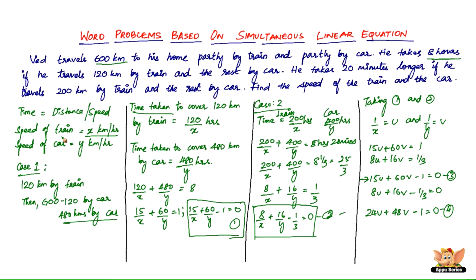So let the speed of the train be x kilometers per hour and let the speed of the car be y kilometers per hour. And in the first case, he takes 8 hours when he travels 120 kilometers by train and the rest by car. In the second case, he travels a little longer by train, that is 200 kilometers by train and the rest by car. So form equations by that. For that, you need to know this one, time equals distance by speed. So once you know this, it's pretty simple.